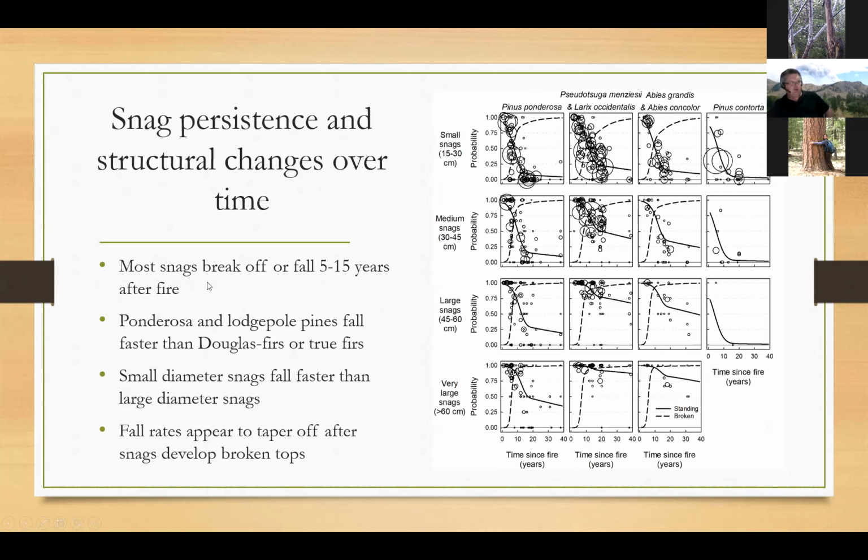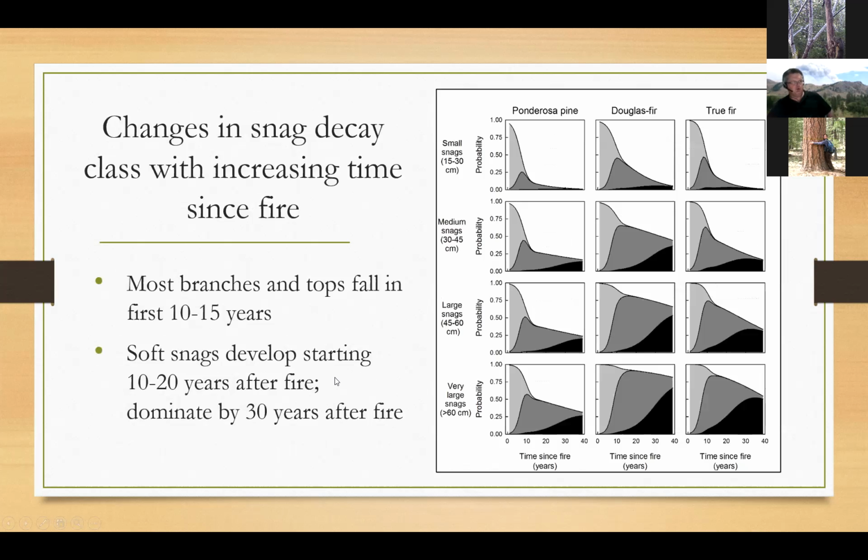What we see basically is most snags either break off or fall between 5 and 15 years after fire. If you're a large true fir or Douglas fir, you're more likely to stay standing for a long time, but you're probably going to break off sooner, and so you'll be a broken off snag. Ponderosa pine and lodgepole pines fall faster than Douglas firs or true firs. Small diameter snags are falling faster than large diameter snags, not too big a surprise. And the fall rates appear to taper off after the snags develop broken tops. You can see these lines flatten out a little bit more. So we're still slowly falling, but not as fast, and that's less wind interception.